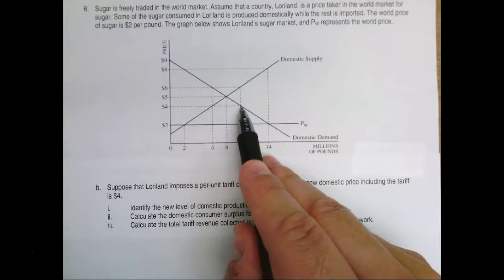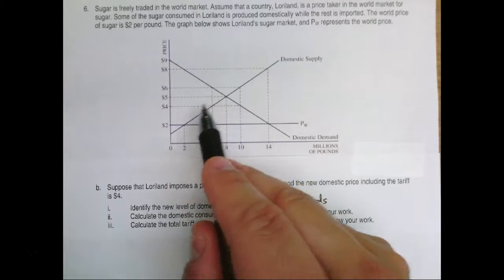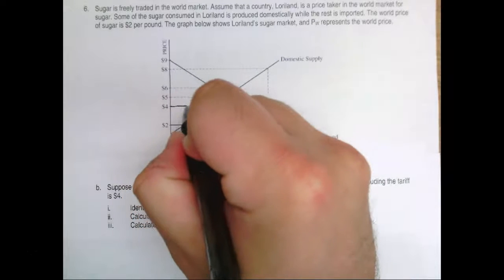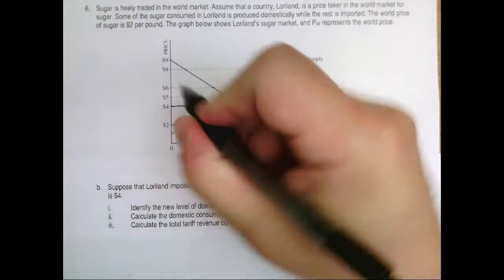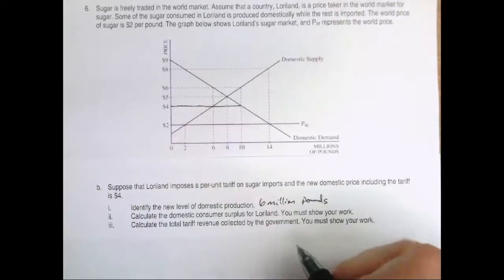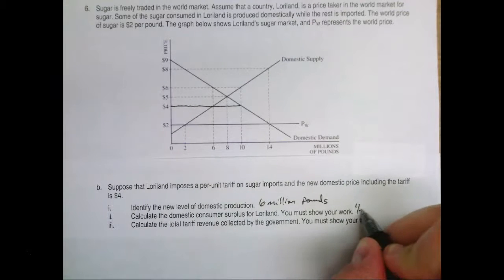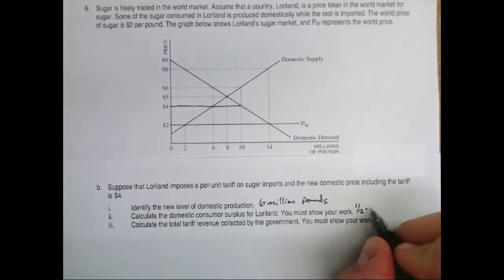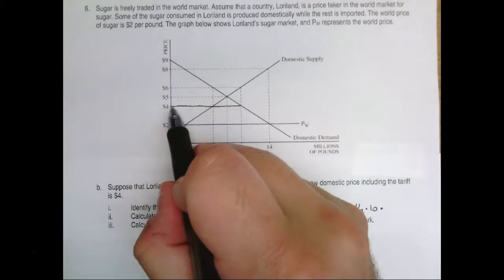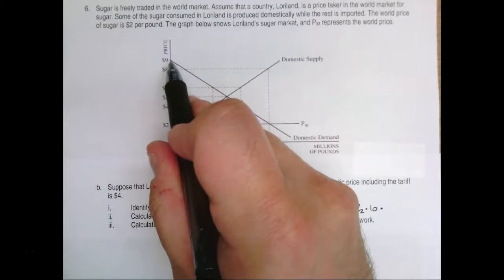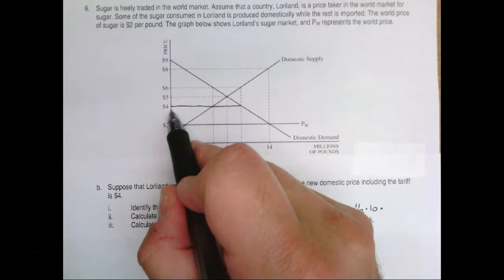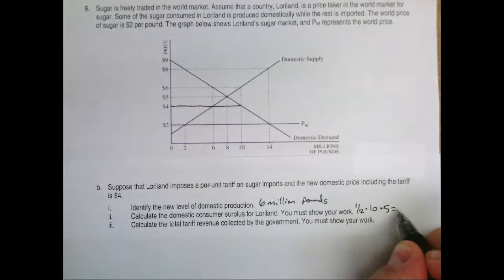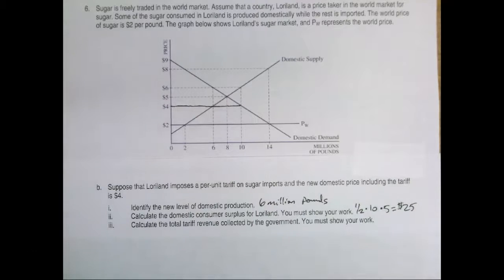So the consumer surplus is the area above the price, so above this point here, but below the demand curve. And so we're talking about an area that is 1/2 times our base, which is 10 million pounds of sugar, times our height, which is $5, the difference between the $9 at the top there and the $4 price. So times 5, that's 50, times 1/2 is going to be $25 in consumer surplus.